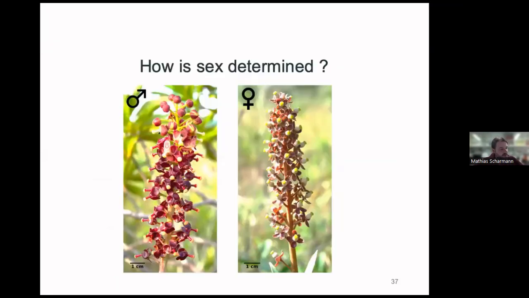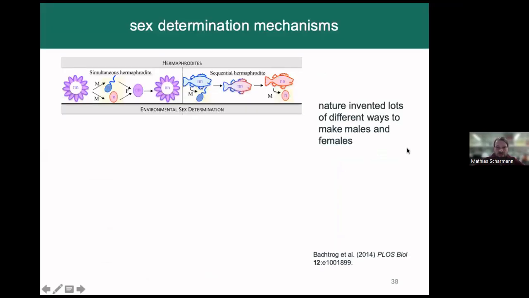Okay, now coming to how sex is actually determined in Nepenthes. How does it work? Nature has invented lots of different ways to make males and females. The first thing I already talked about is the hermaphrodites: organisms, plants, but also some animals, that can be both male and female at the same time. And in some, it's also the case that they start out as one sex, and then over time, as they age, they change sex and go from male to female or the other way around.